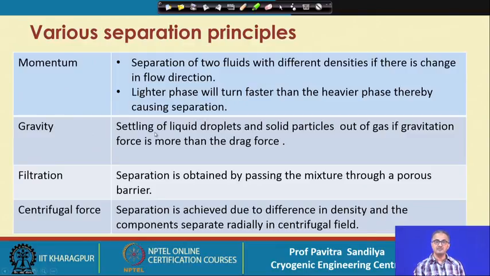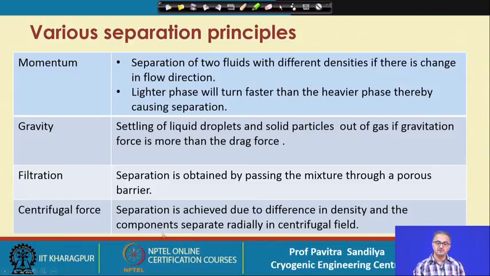In the gravity, what happens? It is by their own weight, the settling of the liquid droplets and solid particles out of the gas just due to the gravitational pull, and it works only if the downward gravitational pull is more than the drag by the particular fluid. The filtration is that we are using some kind of a porous barrier which will be having pore sizes that will allow some of the components which are smaller than the pore size to pass through it, and the bigger ones will be retained by the barrier.